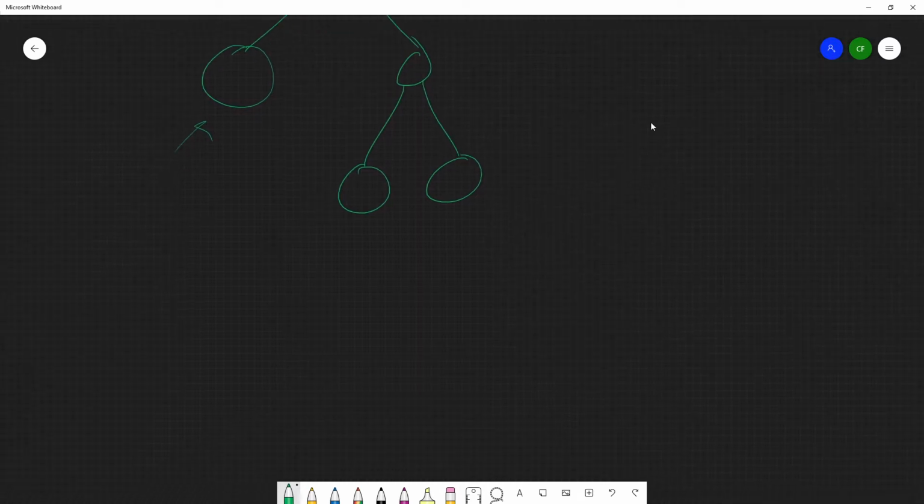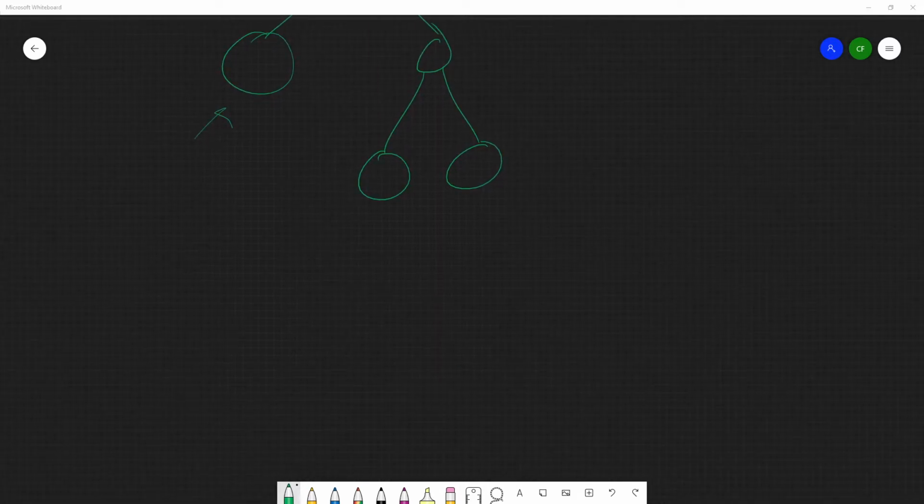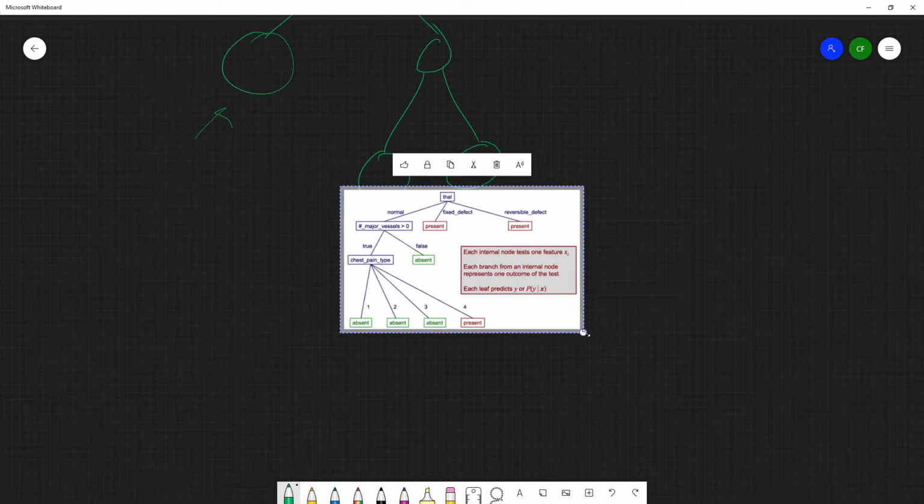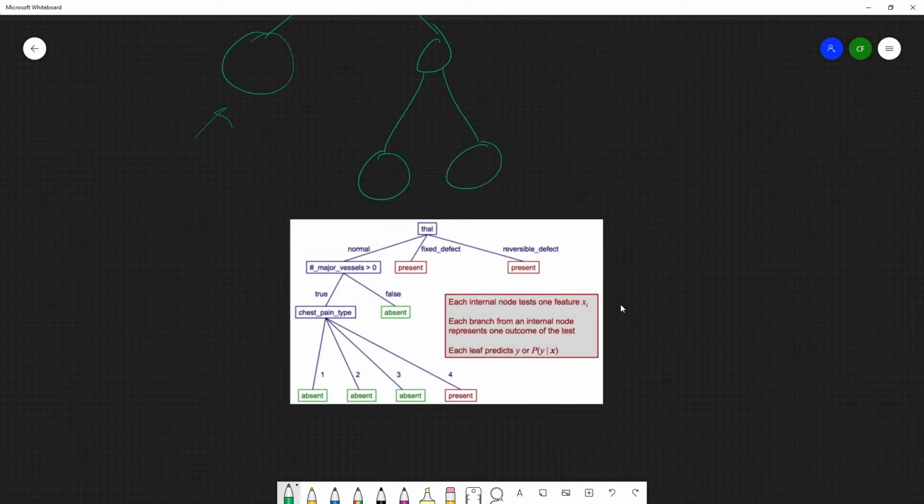An example of such a tree is this one. There we go. So we see here we have the nodes. Each node has multiple children. This one has 3. This one has 2. This one has 4. 3. 4. I can't count. 4.